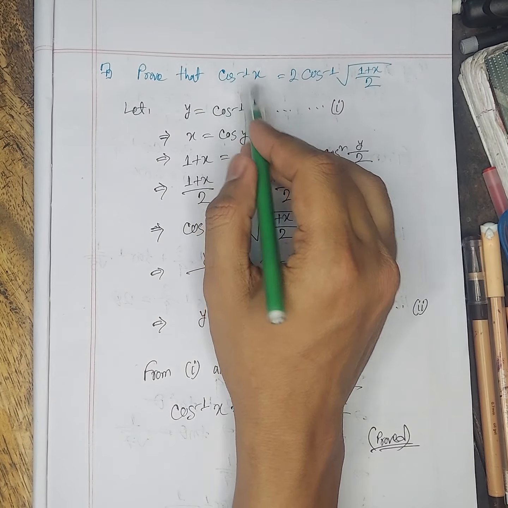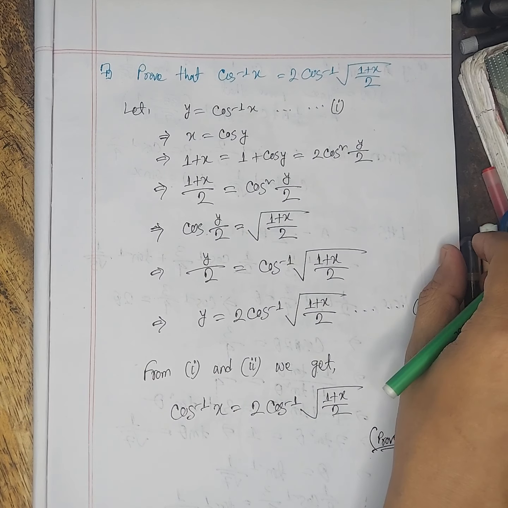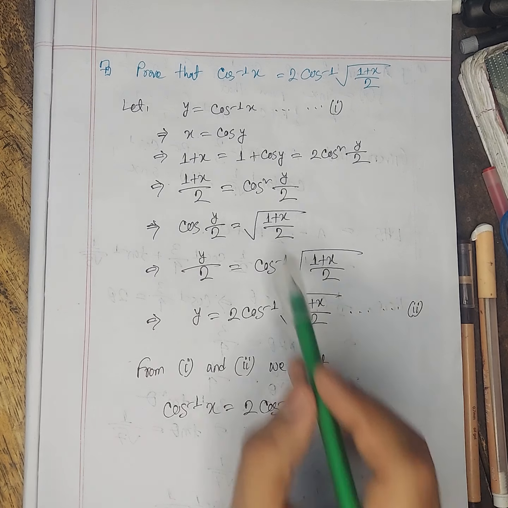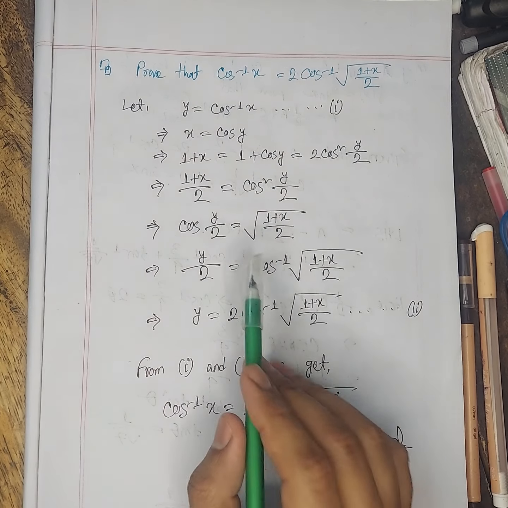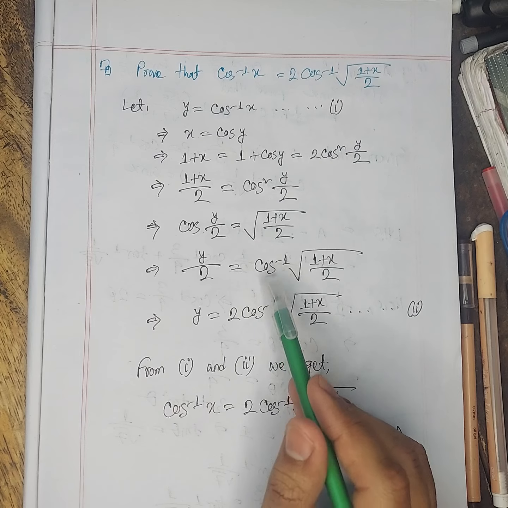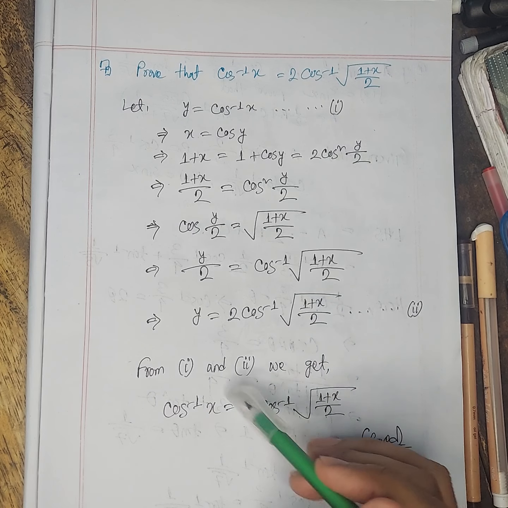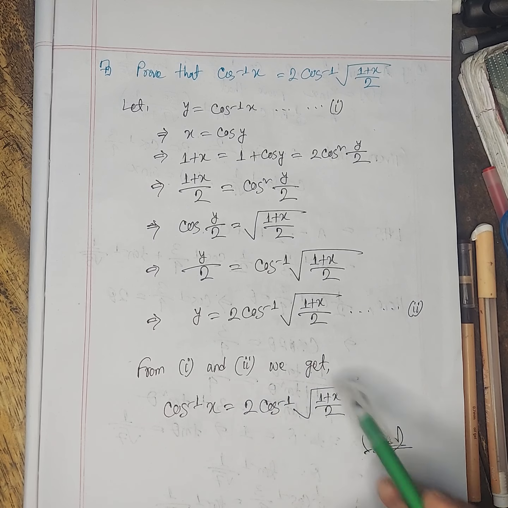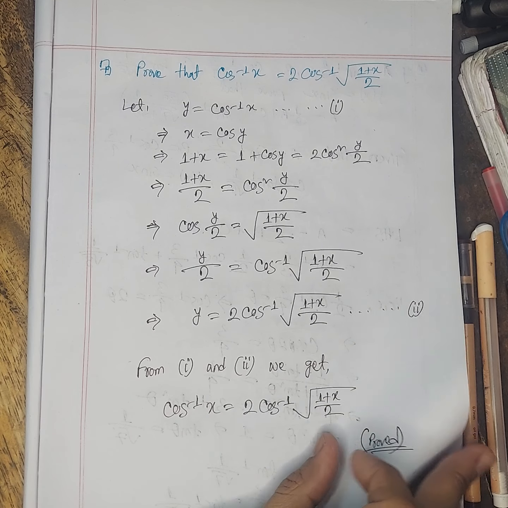We have to prove that cos inverse x is equal to 2 cos inverse root over (1 plus x) by 2. First we assume y equal to cos inverse x, so x equal to cos y, then 1 plus x equal to 1 plus cos y is equal to 2 cos square y by 2, so (1 plus x) by 2 is equal to cos square y by 2, cos y by 2 is equal to root over (1 plus x) by 2, so y by 2 is equal to cos inverse root over (1 plus x) by 2, so y equal to 2 cos inverse root over (1 plus x) by 2, so this is the required expression we have to show.